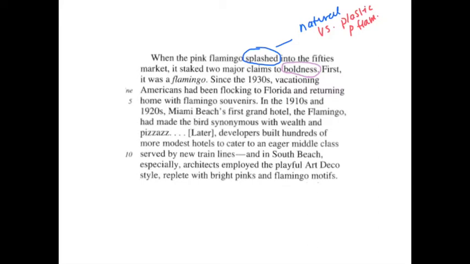She says, "First, it was a flamingo." And this emphasis on the fact that it's a flamingo almost describes how out of place this bird is in American culture. And she continues to say, "Since the 1930s, vacationing Americans had been flocking to Florida and returning home with flamingo souvenirs." Now, this word flocking has two purposes, as I see it. Again, looking for words that are chosen purposefully, even within a specific word, can be very important, because this word flocking to me is related to the word splashed in the first sentence, because it is a natural image. Birds flock, and yet it's related to humans in this case.